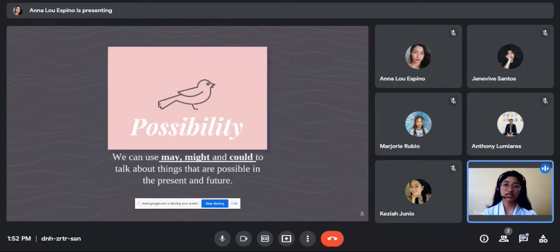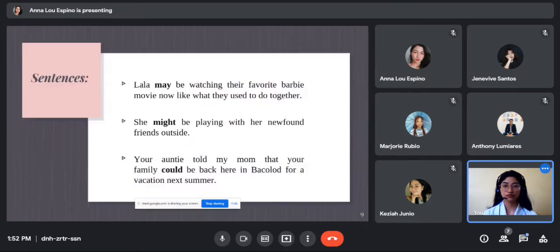So again, today we are going to focus on the modals for possibility and certainty. Let's proceed with possibility first. Take note that we can use the words may, might, and could to talk about things that are possible in the present and future. Okay, I have here examples.